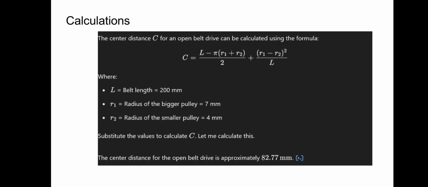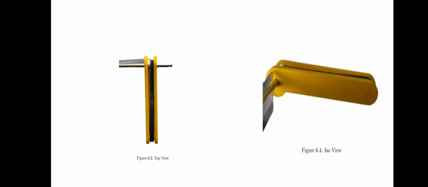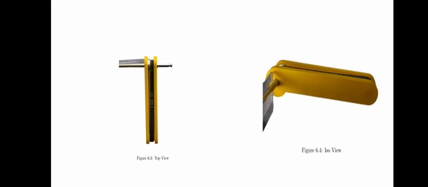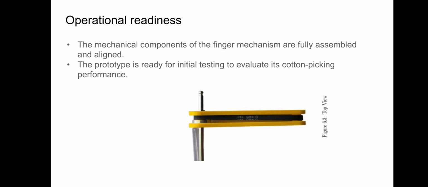A timing belt. The belt is shown in this figure. A timing belt mechanism was integrated to drive the rotating pins for efficient cotton picking. Then the full assembly. The fabricated components including the timing pins and supporting structure were assembled into a functional finger mechanism. Iterative refinements.